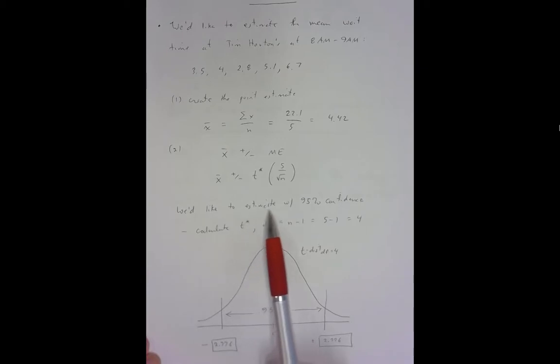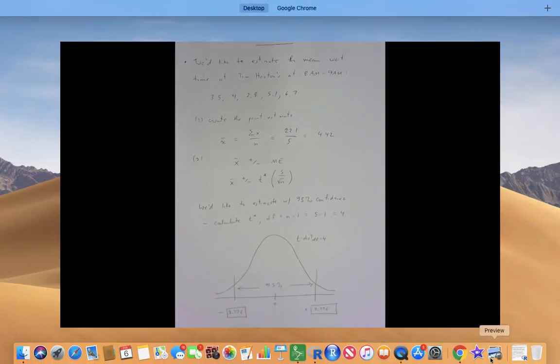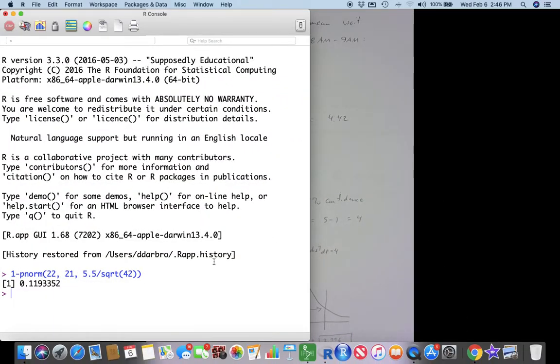So we'd like to estimate within 95% confidence. So guys, first thing we need to do is calculate T star. And again, we need to do it for the T distribution, degrees of freedom 4. So let me explain to you how I come up with this 2.776. It's very easy again. Just go to R. And instead of using pnorm this time, I'm going to use the T distribution.